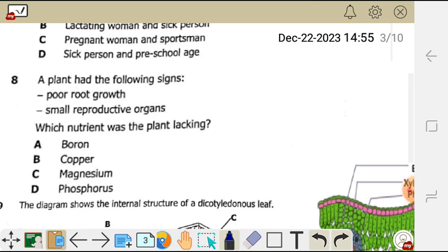Copper is a core enzyme component in nitrogen metabolism in plants, and magnesium is responsible for formation of chlorophyll in a plant. But for root growth, it is phosphorus. The correct answer here is D. We move on to question 9.